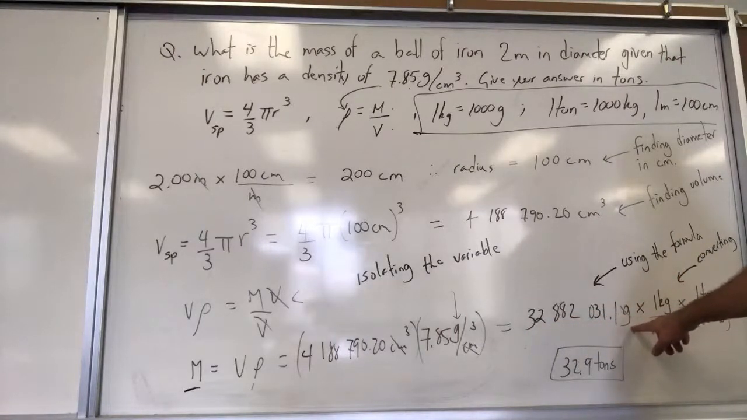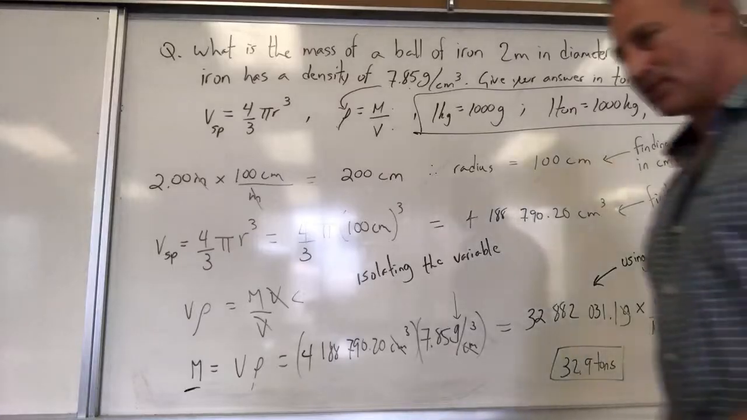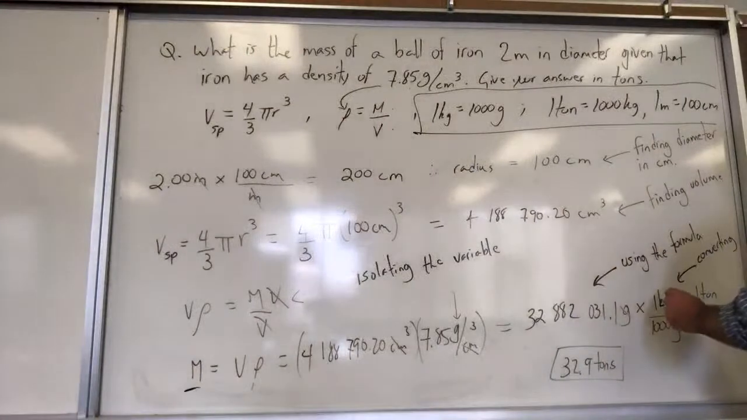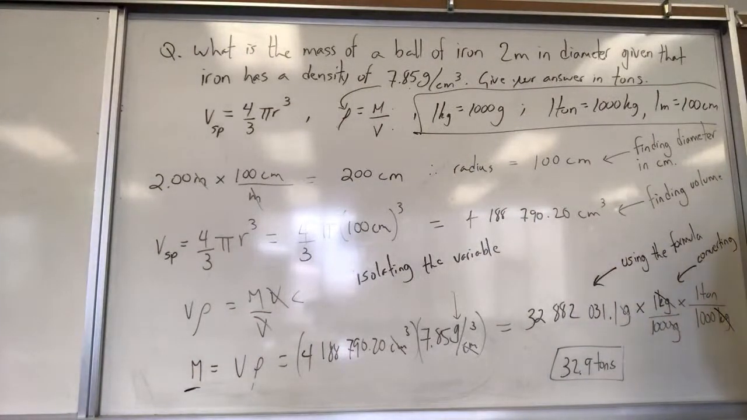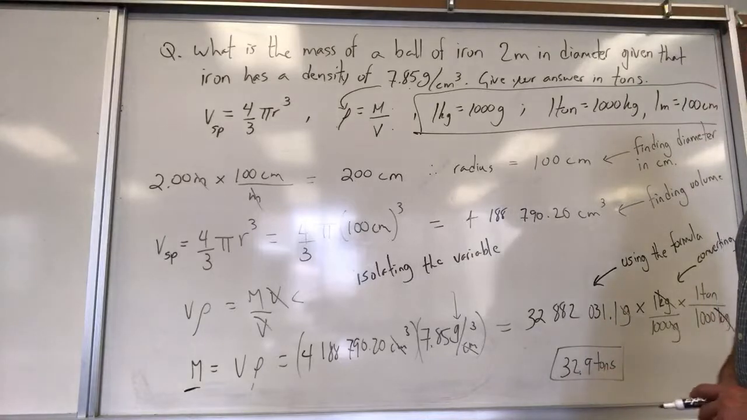And we convert it to tons by first converting to kilograms. There's 1,000 grams per kilogram. Grams will cancel. And then there's 1 ton per 1,000 kilograms. And kilograms will cancel, which I forgot to cross out. Not a big deal, though. And the result is that the iron ball, 2 meters in diameter, weighs 32.9 tons.